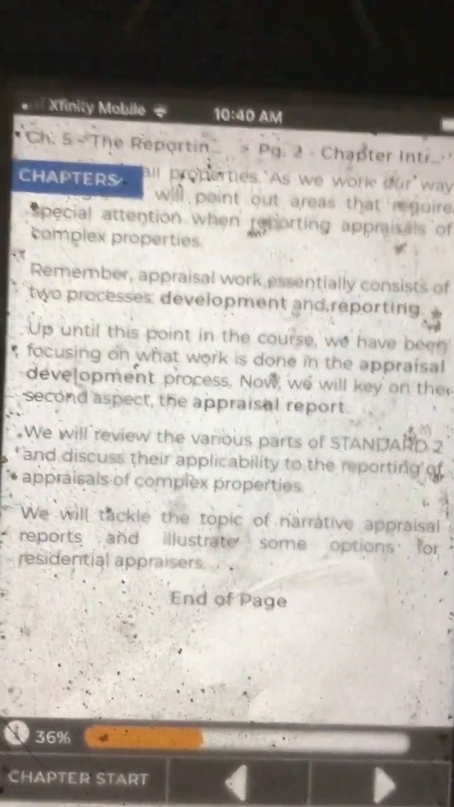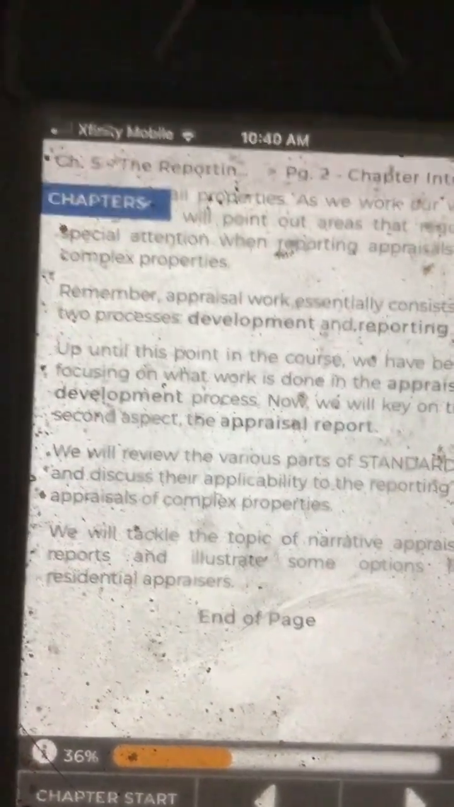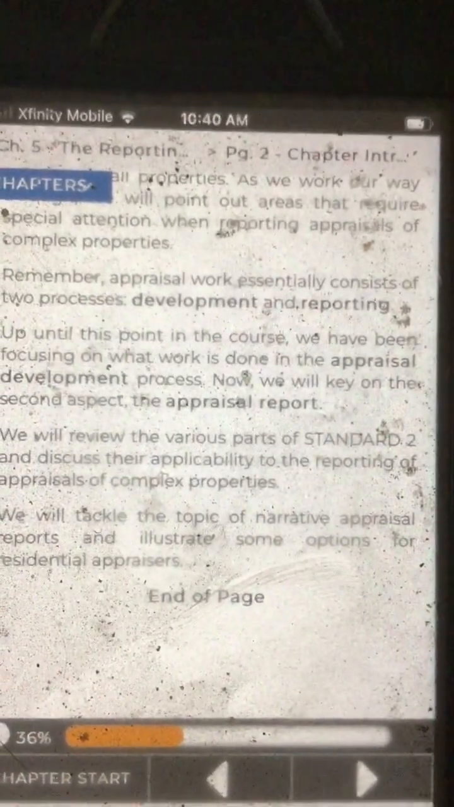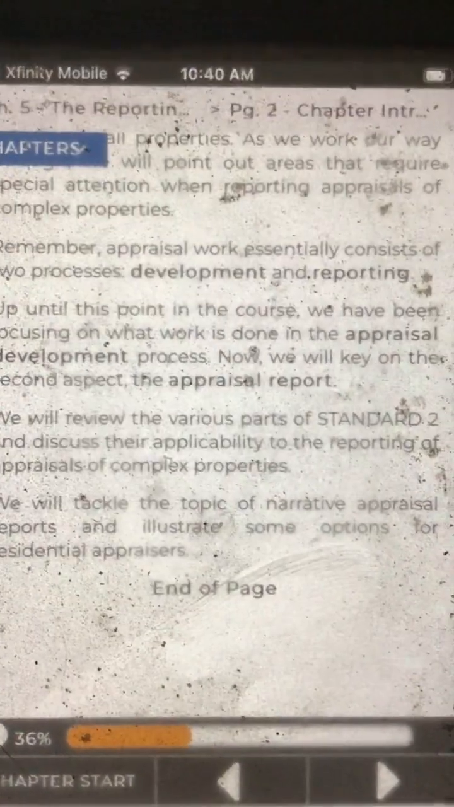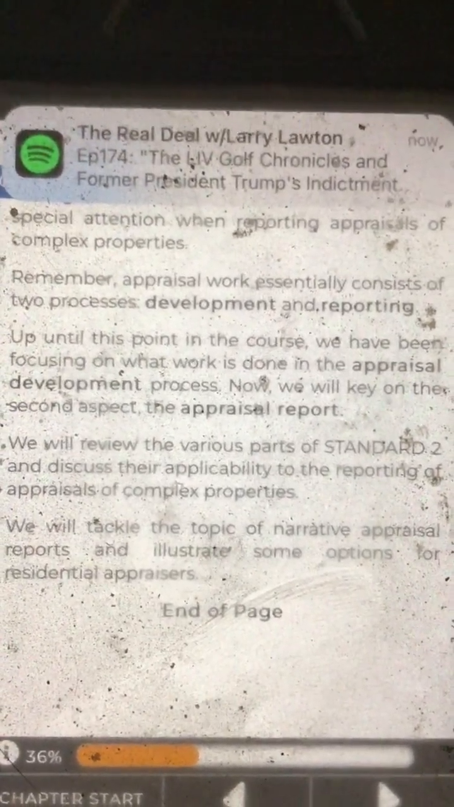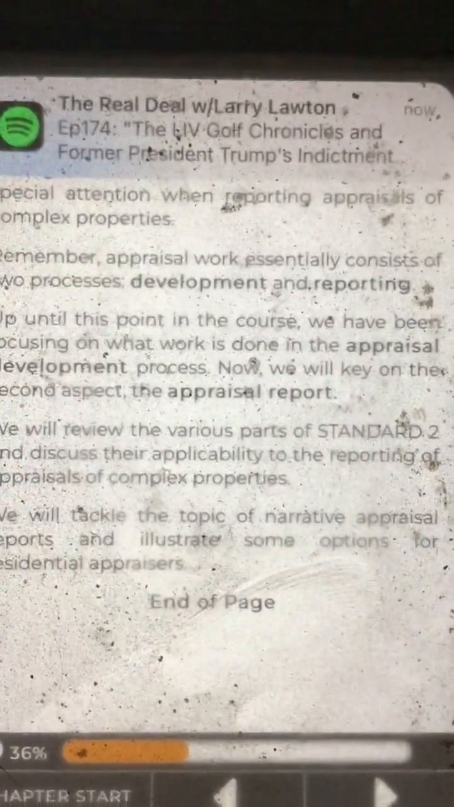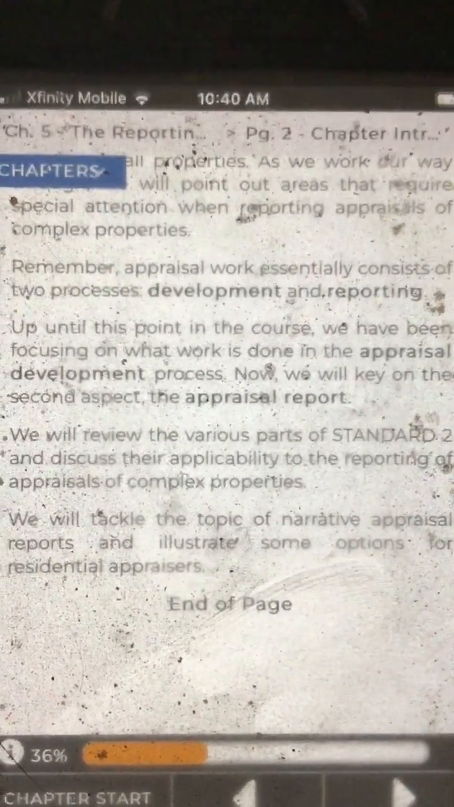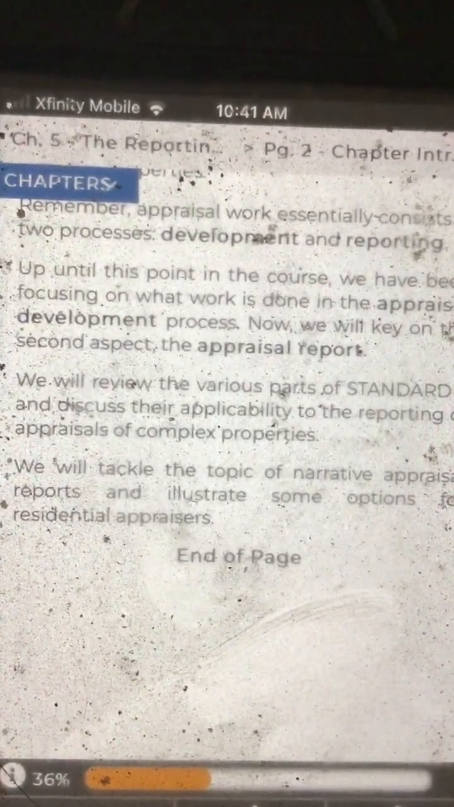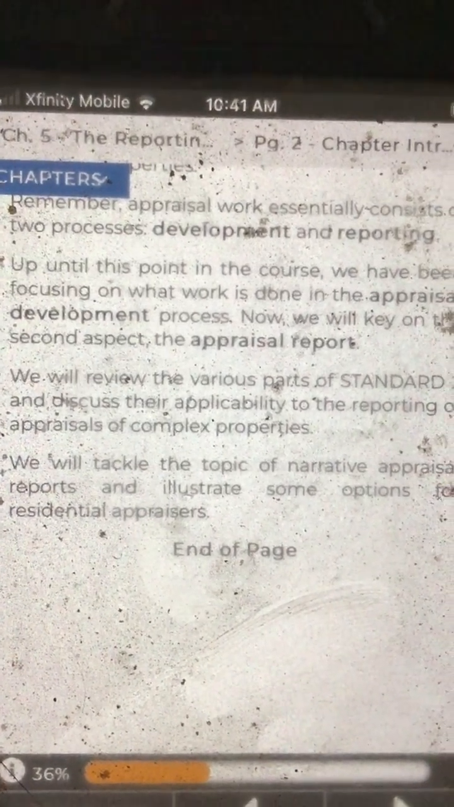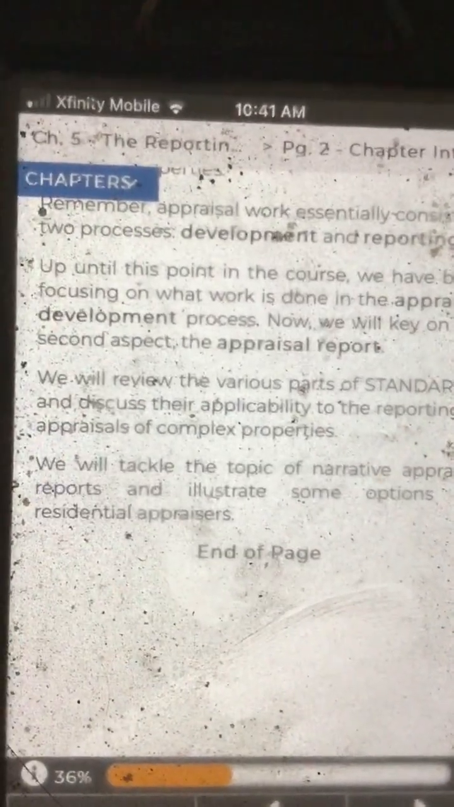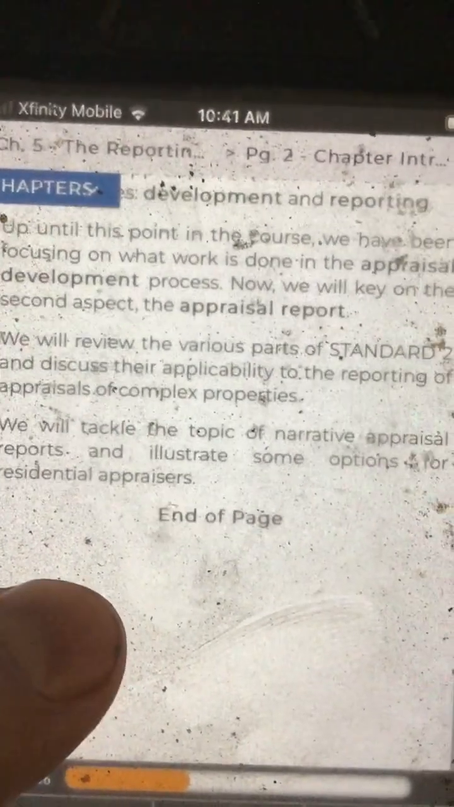Up until this point in the course, we have been focusing on what work is done in the appraisal development process. Now, we will key on the second aspect, the appraisal report. We will review the various parts of Standard 2 and discuss their applicability to the reporting of appraisals of complex properties. We will tackle the topic of narrative appraisal reports and illustrate some options for residential appraisers.